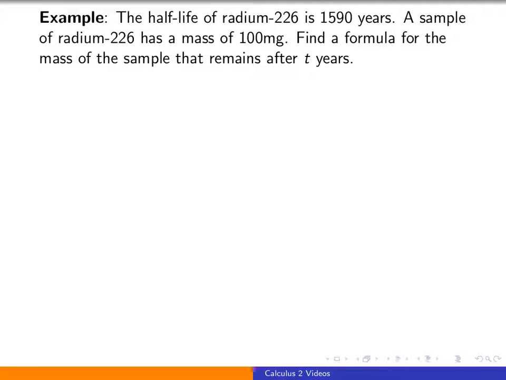So the first typical type of example involves finding things like half-lives. So the half-life of radium-226 is 1,590 years. A sample starts off with an initial mass of 100 milligrams. What we would like to do is find a formula that represents the mass that remains after t years. So we are going to have m of t, I'll introduce as my notation, which will be the mass of our sample after t years.